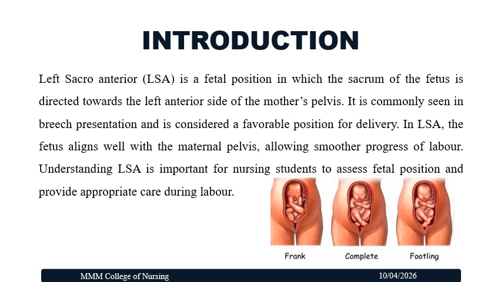Introduction. LSA, left sacro-anterior, is a fetal position in which the sacrum of the fetus is directed towards the left anterior side of the mother's pelvis. It is commonly seen in breech presentation and is considered a favorable position for delivery. In LSA, the fetus aligns well with the maternal pelvis, allowing smoother progress of the labor.